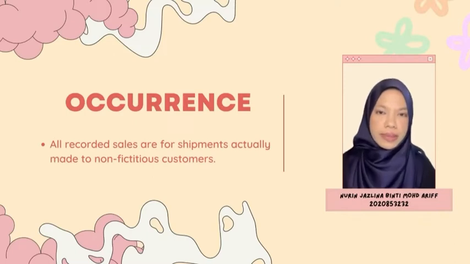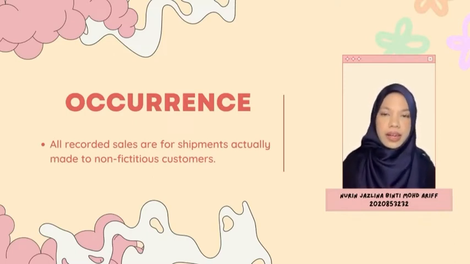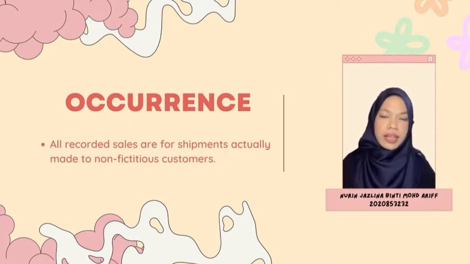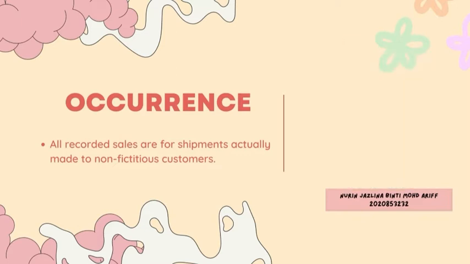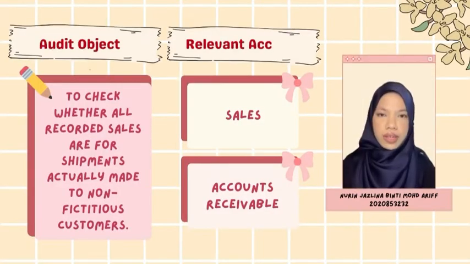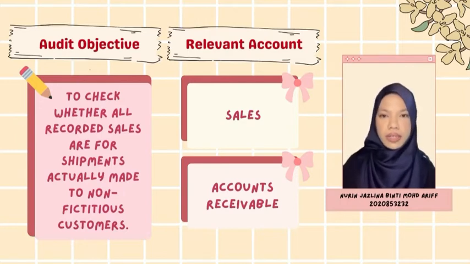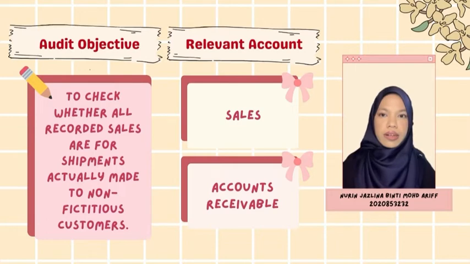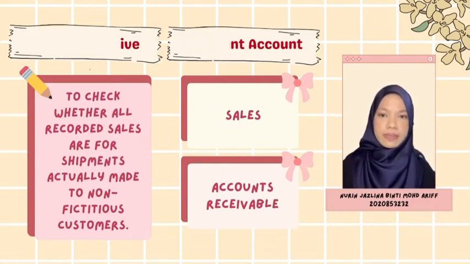Firstly, we're going to explain the sales transaction. The first objective under sales transaction is occurrence. Occurrence means all recorded sales are for shipments actually made to non-fictitious customers. The audit objective is to check whether all recorded sales are for shipments actually made to non-fictitious customers. The relevant accounts involved are sales and accounts receivable. This is to record the sales of goods and rendering of services for cash and credit.